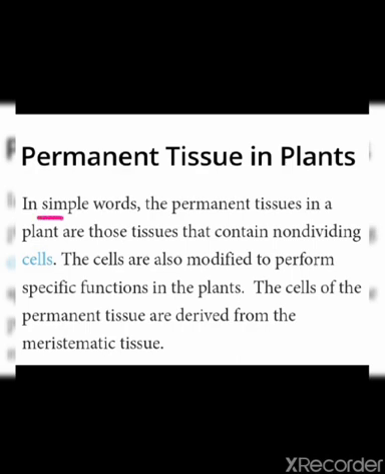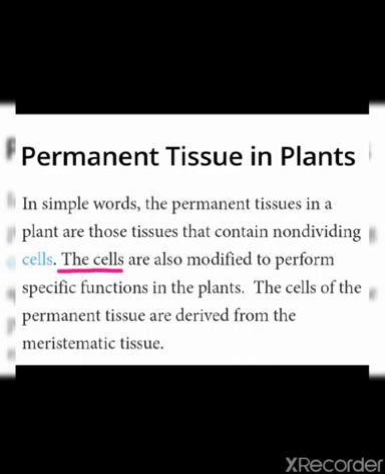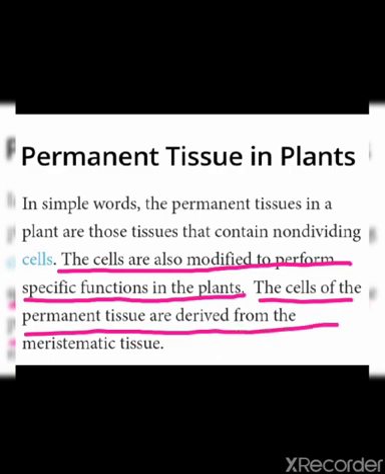In simple words, the permanent tissues in a plant are those tissues that contain non-dividing cells. It means these cells do not divide further or they lost the ability of division. The cells are also modified to perform specific functions in plants. The cells of the permanent tissues are derived from the meristematic tissue, means the new cells formed by the division of meristematic tissues elongate and on maturity get differentiated to perform specific functions.